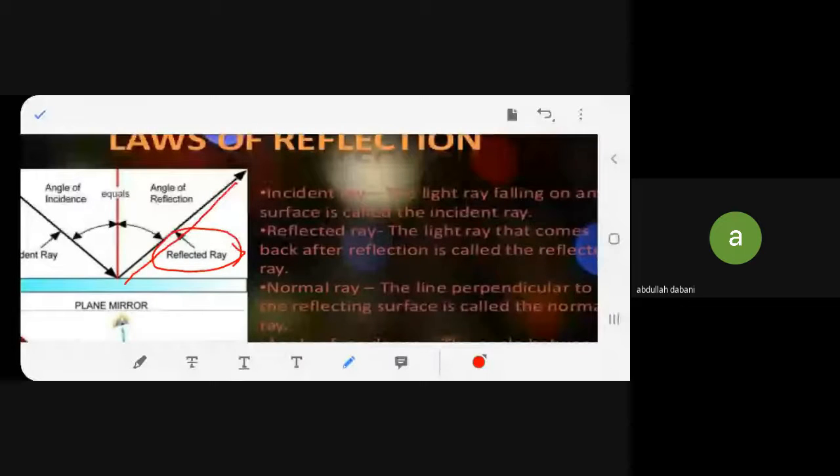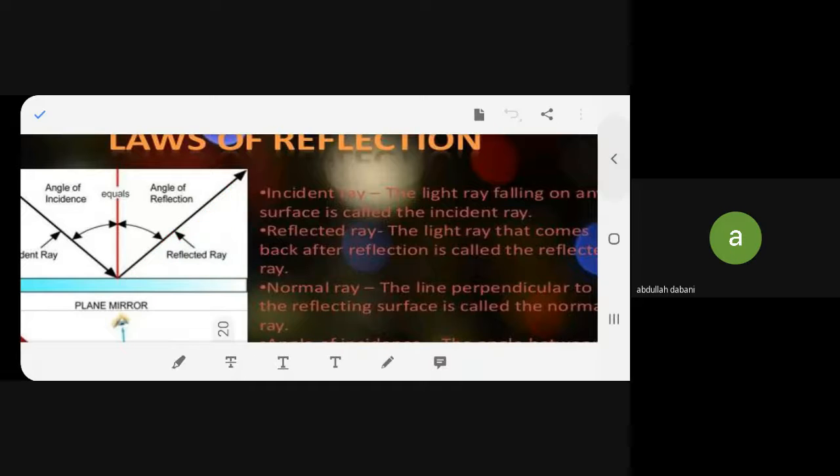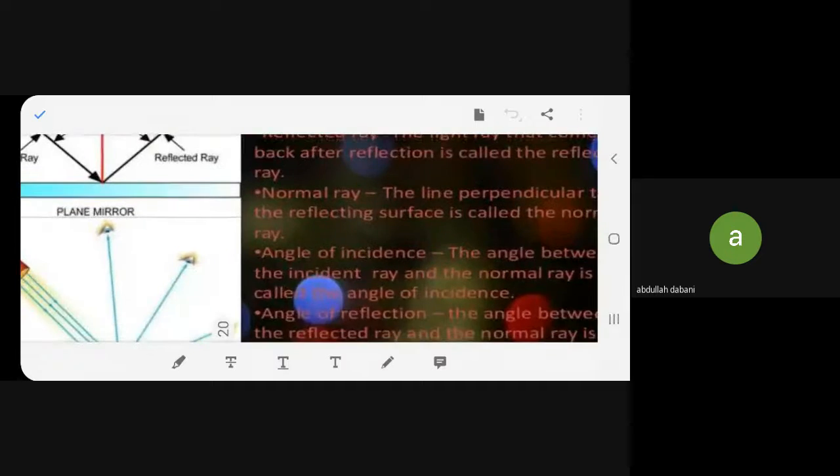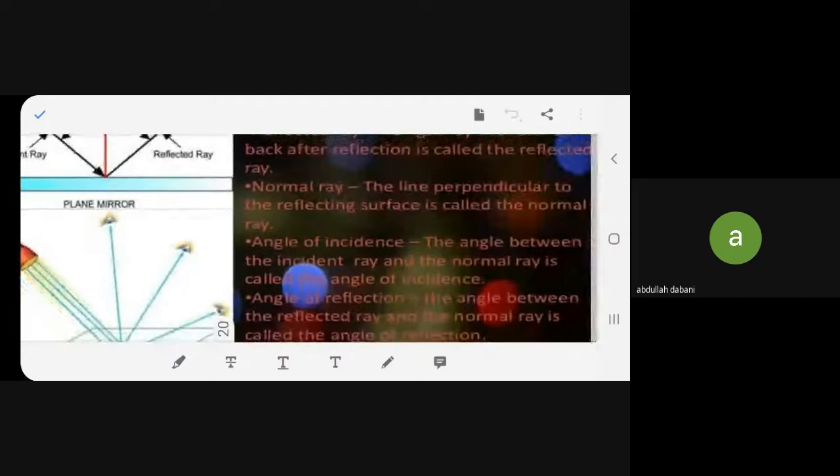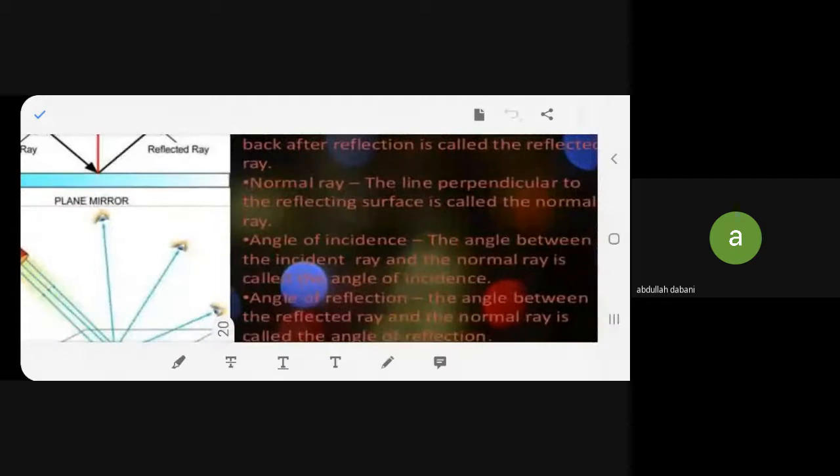Agree or not? Yes. The incident ray after hitting the plane mirror reflects. It bounces back and it becomes the reflected ray. Agree all of you? Yes. Now we'll do the normal ray. The line perpendicular to the reflecting surface is called the normal ray.